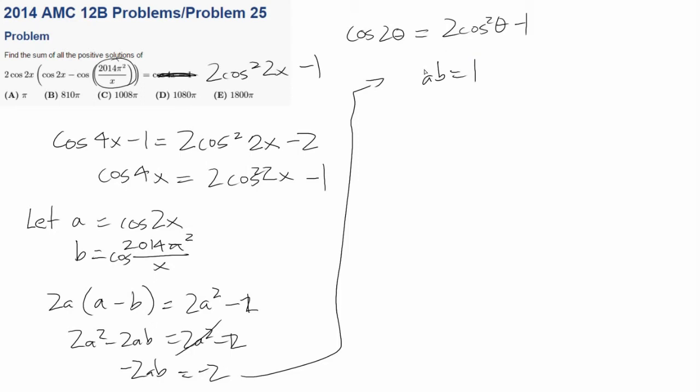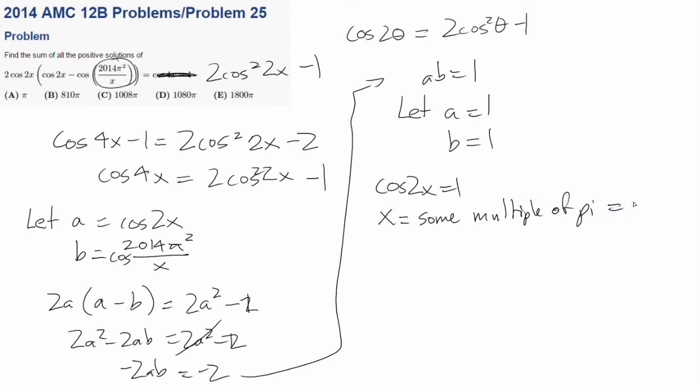So let's think about this. For ab to be equal to 1, let's try a equal 1 and b equal 1. So cosine 2x equals 1. What is x? If x is any multiple of pi, this works, because cosine of any even multiple of pi works, and since we have a 2 here, we're guaranteed to get an even multiple. So let's just say x is k pi. Then b equals cosine of 2014 pi squared over k pi.